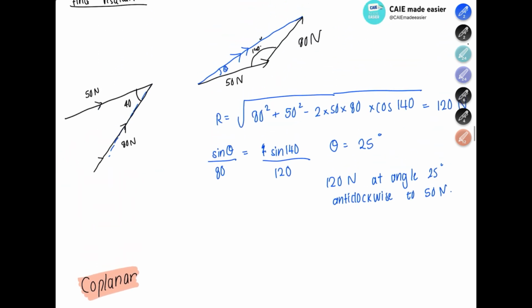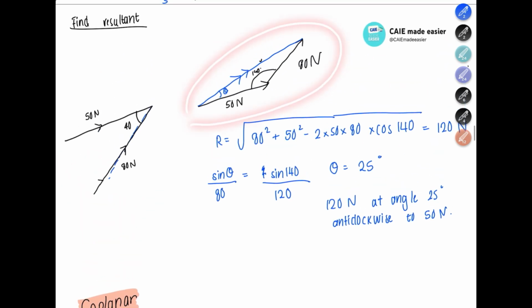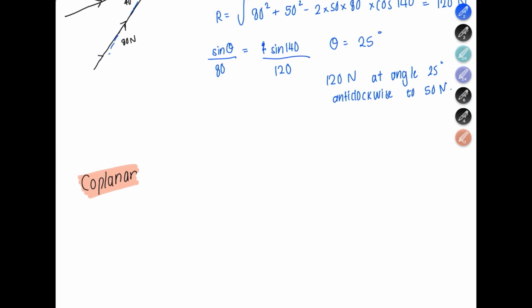Now we discussed vector triangles for two forces. Sometimes you may even have three forces. For example, force A, force B, and force C. And you want to find the resultant. The resultant is going to be, again, from the starting point to the final point.